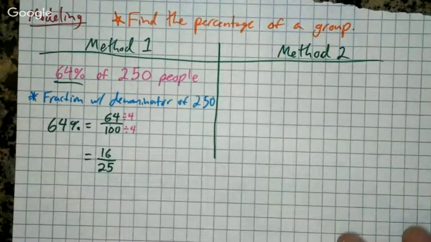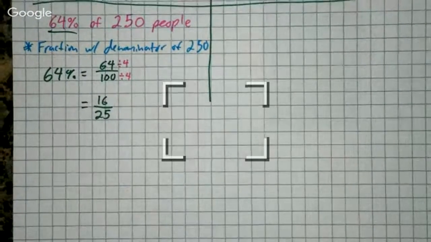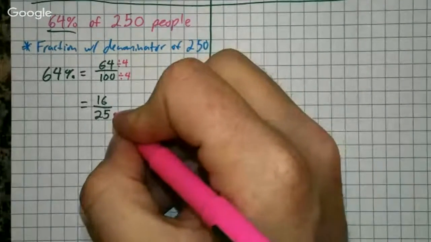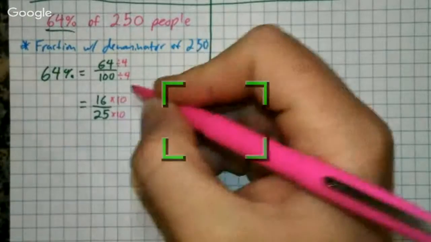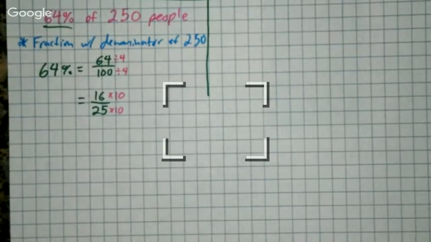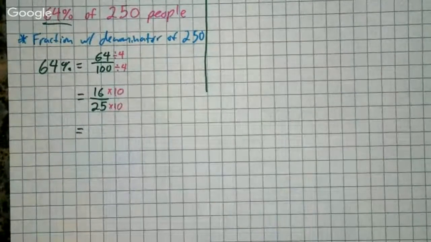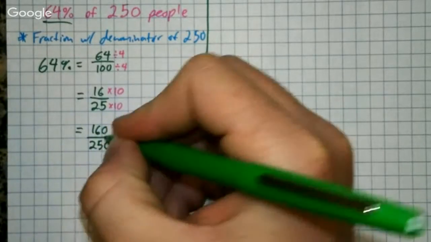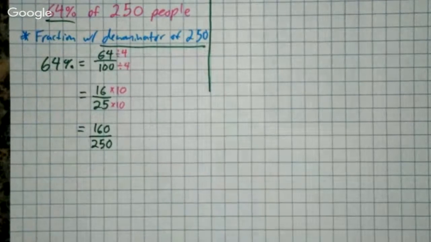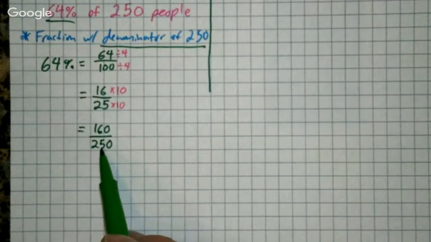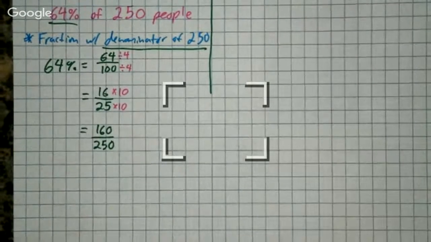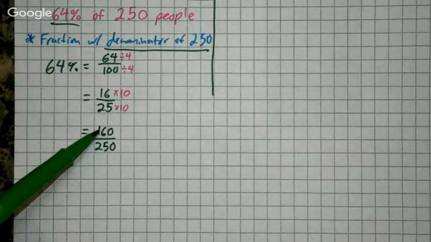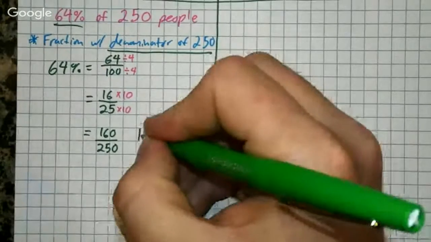Okay, so that was my first step. Now look, how do I get 25 to be 250? Well, that's easy. Times 10, times 10. And then you go right here and you say, all right, our new fraction now is 160 over 250. Now we have a denominator of 250. And we're able to say, okay, 64% of 250 people is actually 160 people out of 250 people.